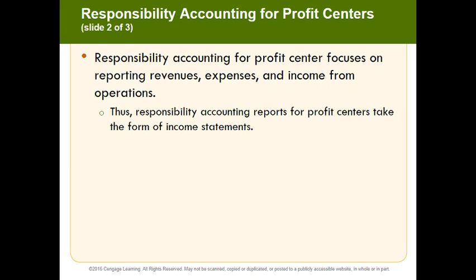When we're talking about responsibility accounting for profit centers, we're going to find there's a focus on both reporting of the revenues and the expenses, and then, of course, eventually the bottom line income from operations. So, responsibility accounting for these is going to take the form of an income statement. However, it's going to be an income statement only for that responsibility center.